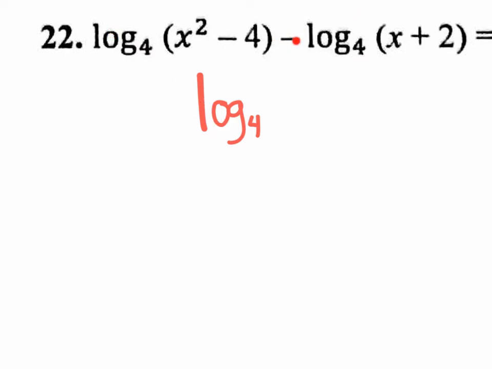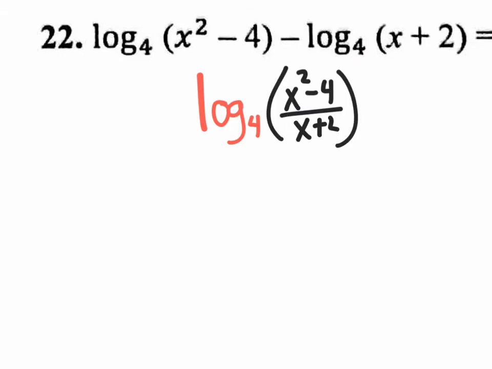And because of the minus sign, we're not going to be multiplying these together. We're actually going to put this one over this one. Quotient property, make it a division situation, a fraction. So it's always the first one over the second one. So that will be x squared minus 4 over x plus 2. And of course, we still have the equal sign right here.